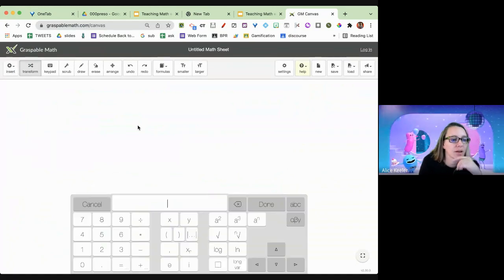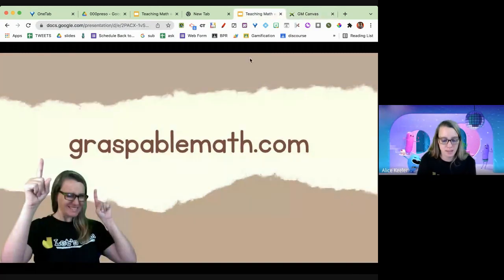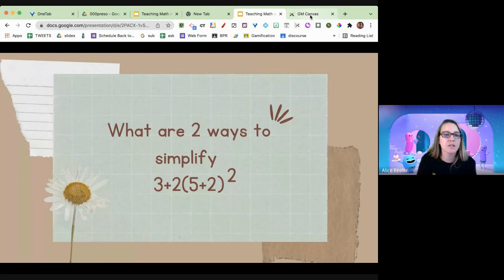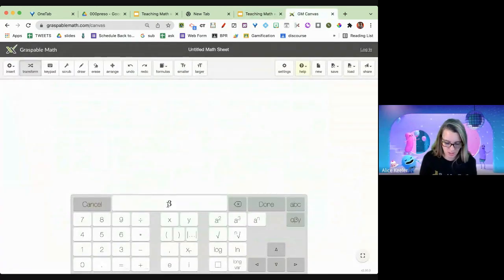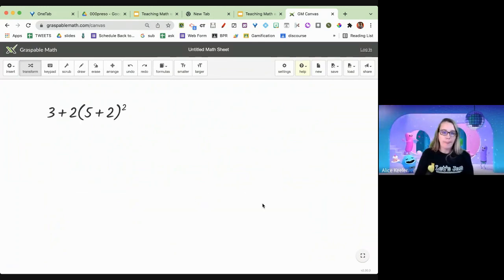So I'm going to insert a math expression. This is 3 plus 2 times 5 plus 2 squared. What you're able to do in Graspable Math is grab it and drag it. So now I have two of them because we're going to do it two ways. What I tell the students is we always do it two ways.